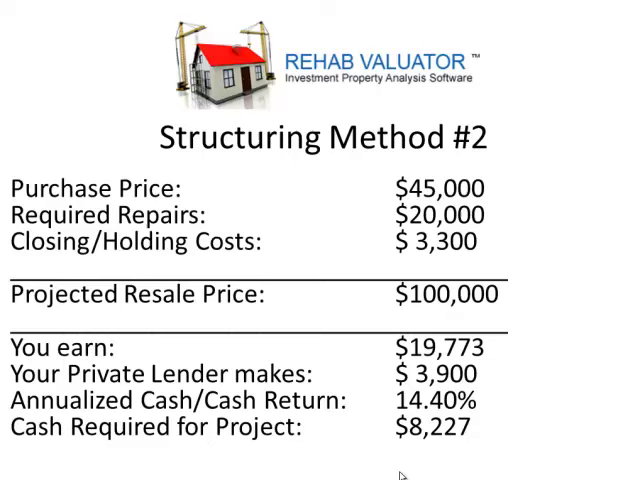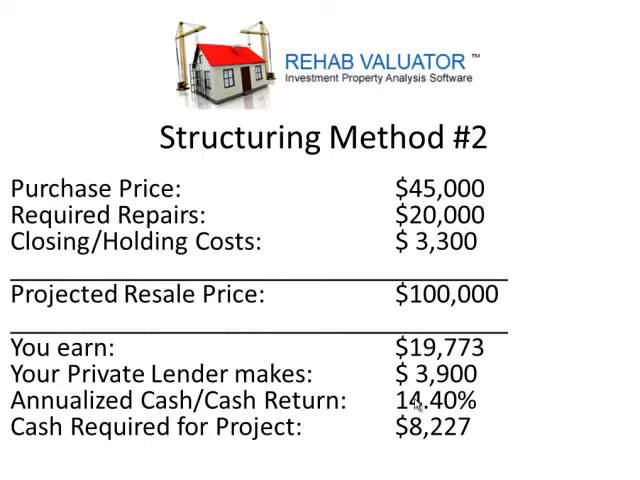Structuring method number two, same thing. Numbers are the same here. You earn a little bit less, close to $20,000 in the deal, because you have to pay upfront points to your lender to use their equity line. But your private lender makes $3,900. Annualized cash on cash return is almost double to your private lender, 14.4%. And this isn't even on their money.